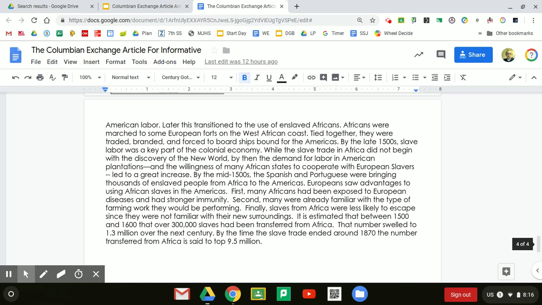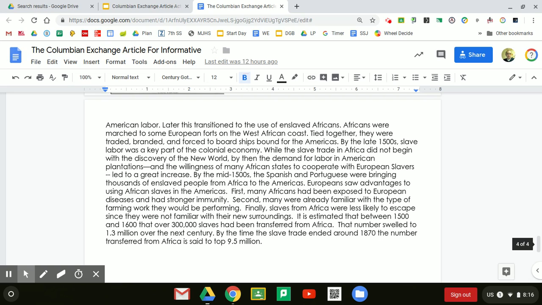Europeans saw advantages to using African slaves in the Americas. First, many Africans had been exposed to European diseases and had stronger immunity. Second, many were already familiar with the type of farm work they were being made to perform. Finally, slaves from Africa were less likely to escape since they were not familiar with their new surroundings.